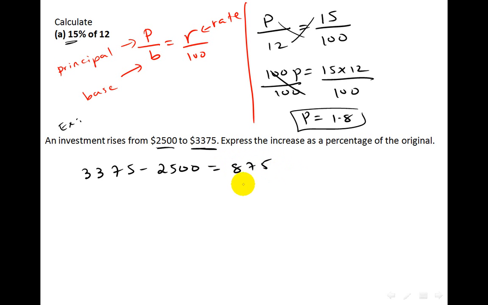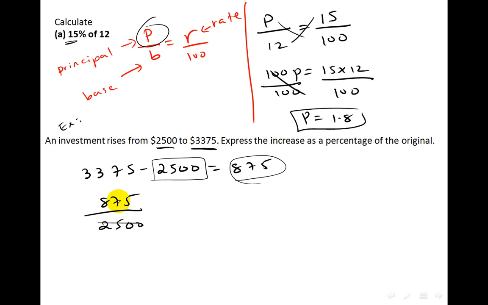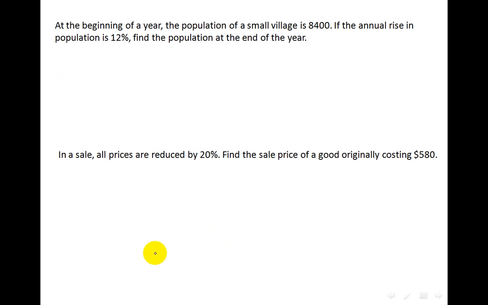Now this is the principal, like you can say this is the difference between them. So 875 divided by what? By the original amount of money, which is 2,500, and you'll find 0.35. And once you want to change this one into percentage, of course you have to multiply it by 100, so you'll have 35%.